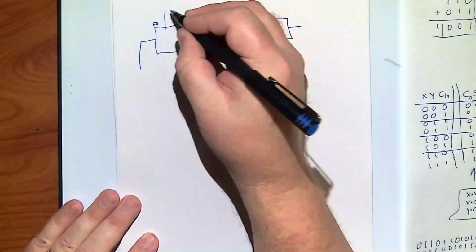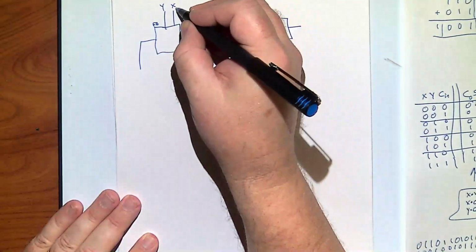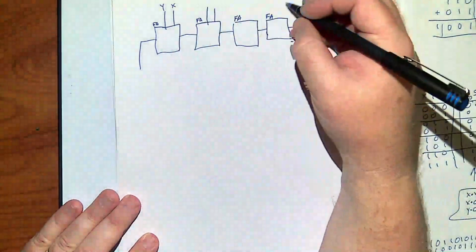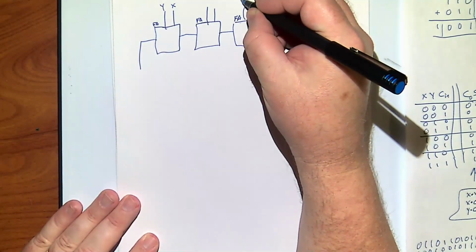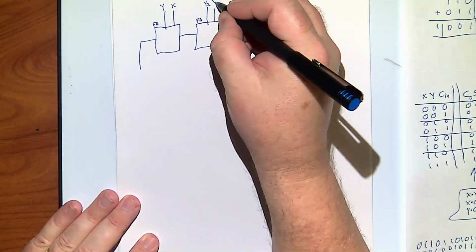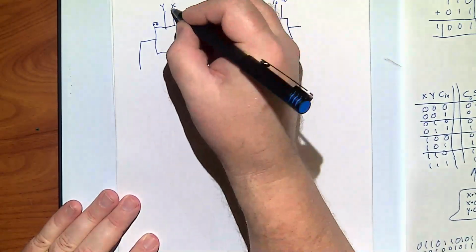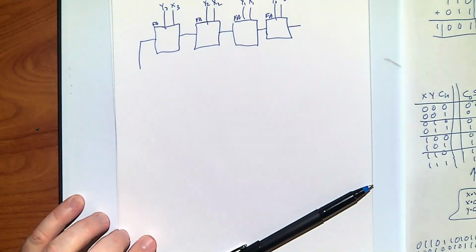And I'm just going to run my X and Y in here. And these would be the appropriate bits, right? So X and Y: this is X0 and Y0, X1, Y1, X2, Y2, X3, Y3. We agree?